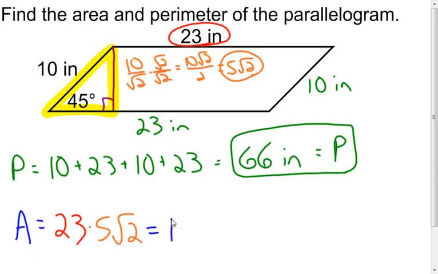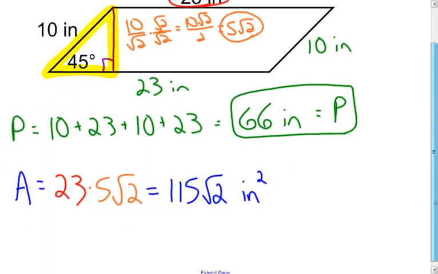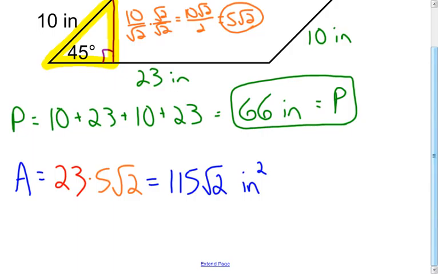And I end up with 115 times the square root of 2, and now I need my label. Area is always going to be in terms of square inches, because area is really asking for how many little squares fit inside of your figure. Well, there'd be 115 root 2 little 1 inch by 1 inch squares that fit in there. Now if I wanted to approximate that, I can type that on my calculator, and when I do that I end up with 162.63 square inches. So depending on which answer it wants, whether it's exact, the first one, or approximate, the second one, I found the area of my parallelogram.